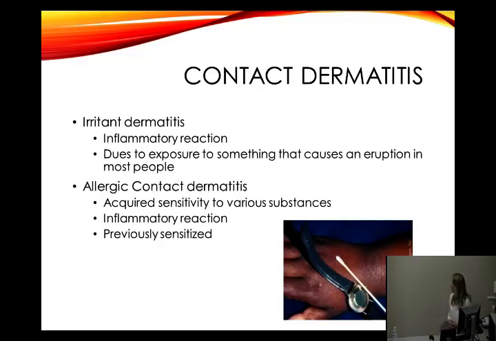So contact dermatitis. There are 2 different types. There's irritant, which is an inflammatory reaction, and that's due to exposure to something that will cause an eruption in most people. So it's not really an allergy, it's just that you got something on you that irritated your skin, and most people would react that same way. Or allergic contact dermatitis. And this is acquired sensitivity to substances. It's an inflammatory reaction. You have to be sensitized to it. You typically don't react the first time that you are exposed to that product.